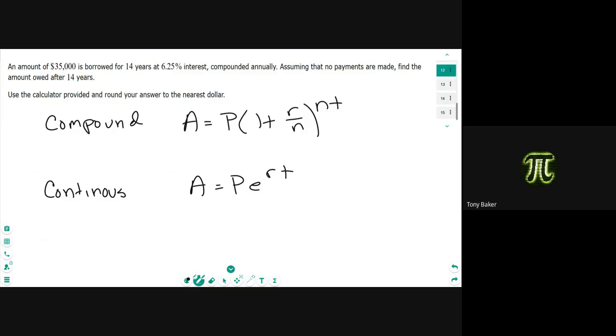When you're compounding, n is the number of compounds per year. In this case, we're compounding annually, so n is 1. If we were compounding monthly, n would be 12. Quarterly, n would be 4.